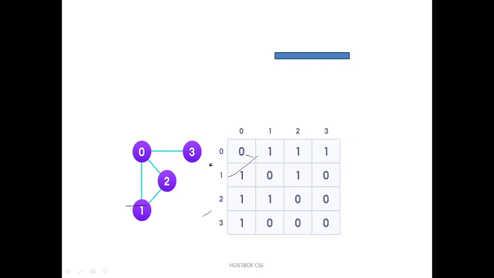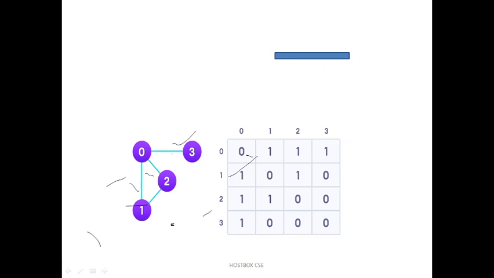Here 0 can write. Then 0 to 1, yeah, the edge is available. So we can write 0 to 1 is 1. Then 0 to 2, edge is available, yes. Here 0 to 2 available, so I am writing 1. Similarly 0 to 3, yes, available, I am writing 1. Then 1 to 0. Next pair I am checking. 1 to 0 available, yes. So I can write 1.